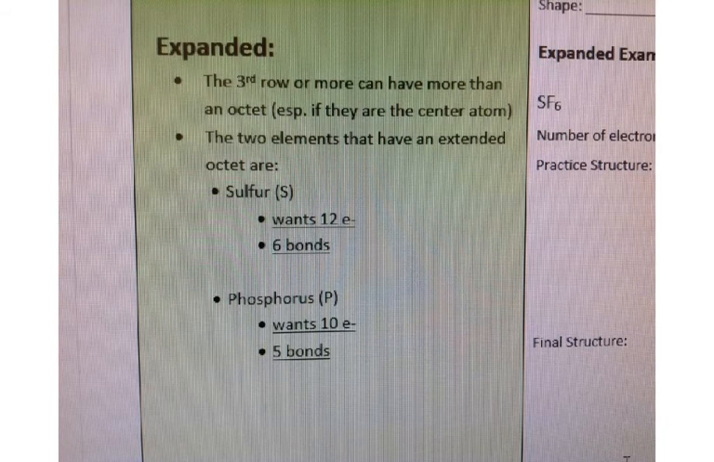All right, another exception is not just reduced, but expanded. As you go further and further down the periodic table, elements become more and more likely to be able to expand their electron shell, which means that they can take more than 8 electrons. Now, sometimes they will have an expanded octet, sometimes they will not. In this class, we will always tell you when it will be expanded and when it will not be expanded.